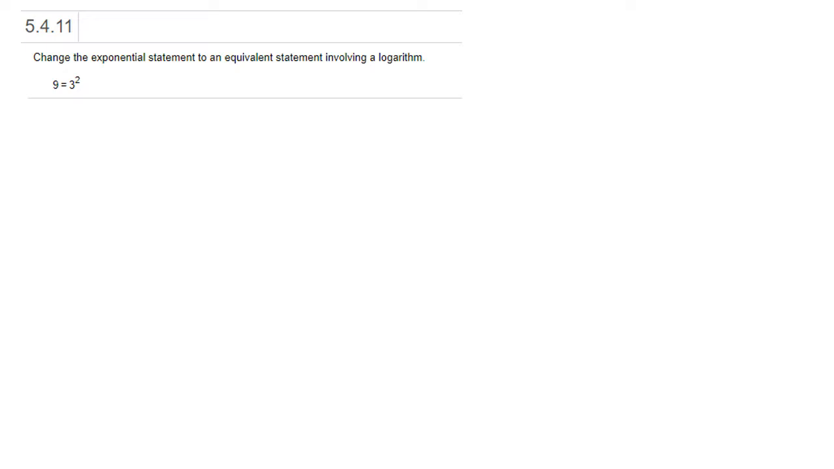And really the only important thing to remember here is the basic identity that when a to the x is equal to y, this is equivalent to x is equal to the logarithm base a of y. So we just have to identify what's what here.